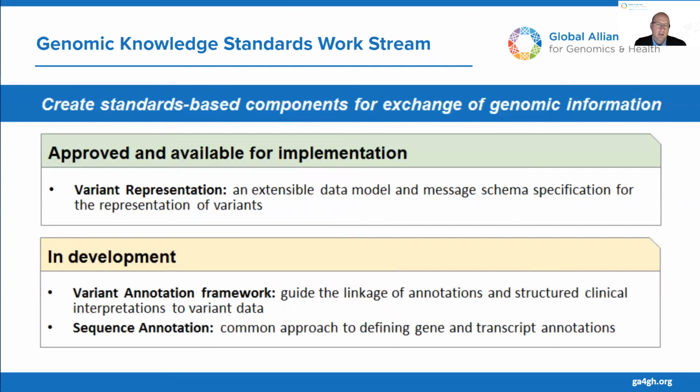In summary, the GKS workstream is focused on creating standards-based components for the exchange of genomic information and knowledge. We have 3 ongoing initiatives. The VRS is now on release 1.1 and is available for implementation. The VA framework has been drafted and is being used to model several types of annotations related to variations. The sequence annotation subgroup has just kicked off and will work on defining a common approach to representing annotations related to genes and transcripts.